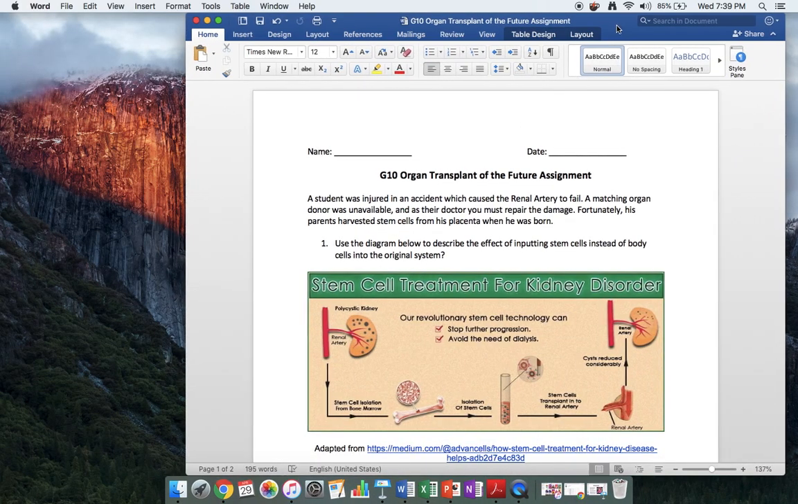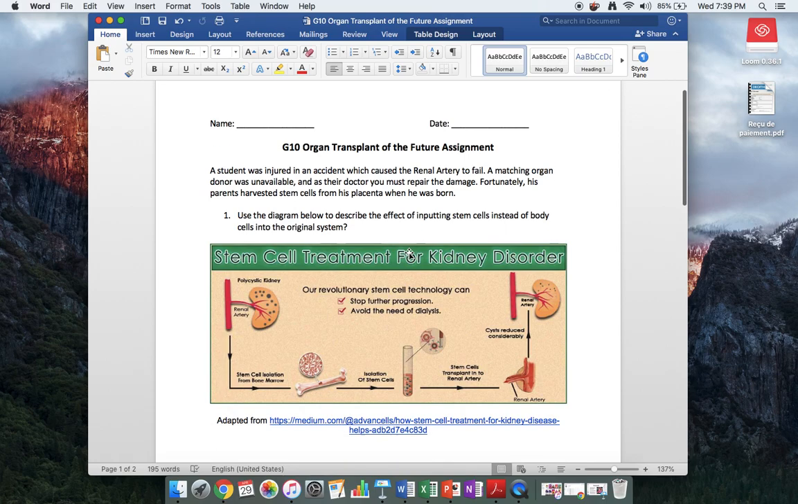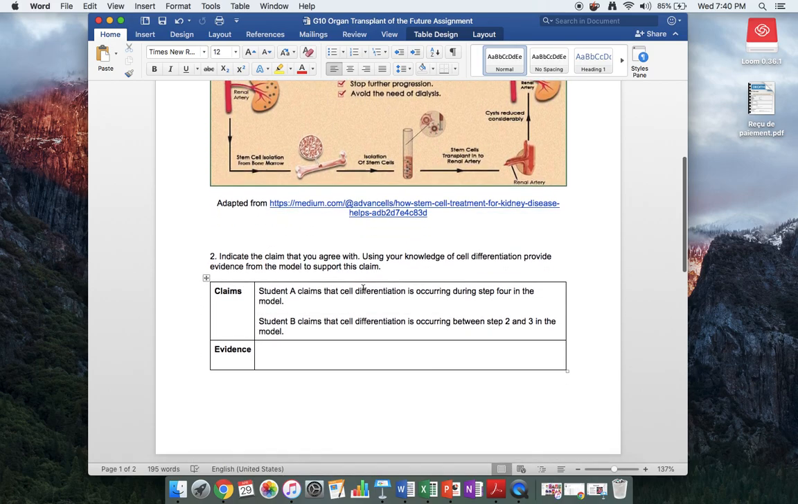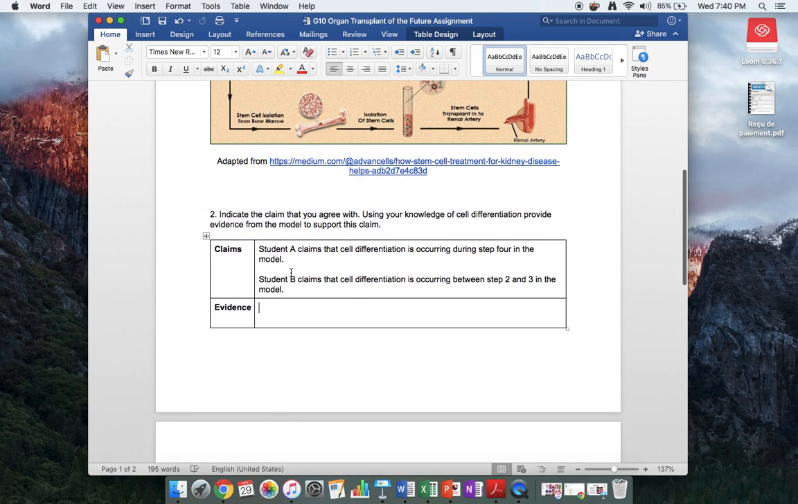So just take a quick look at that organ transplants of the future assignment. So here it is, and I'll post this on Schoology, of course. It's a bit of information about how the stem cells for kidneys work. It's about a kidney transplant. And then you can have 2 claims. You pick which one you think you agree with and give evidence why you agree with it.